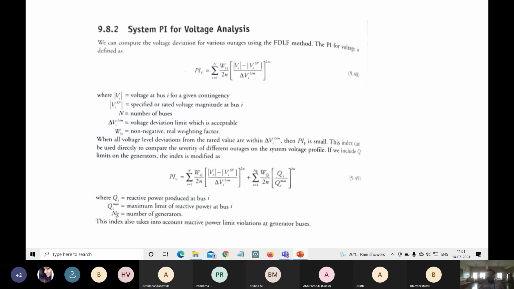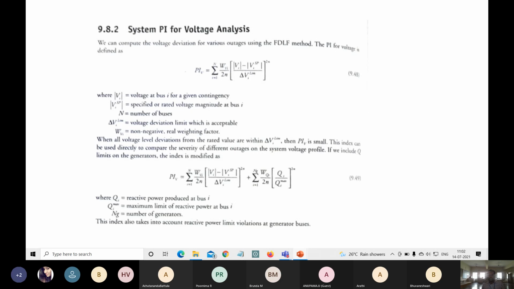So here, what is meant by Vi? Vi gives you the voltage at bus i for a given contingency. If you are going to consider the IEEE 13 bus system, and you are interested in calculating the bus voltage at the 8th bus, V8 is equal to, then we have to calculate the voltage at the 8th bus. Similarly, Vi SP gives you the specified or rated voltage magnitude at the 8th bus. Actually bus 8, I am just giving an example.